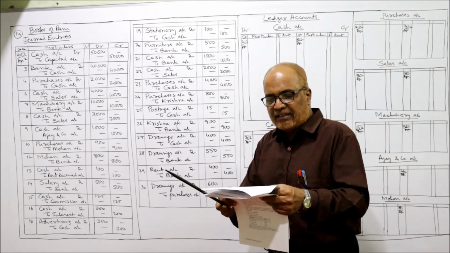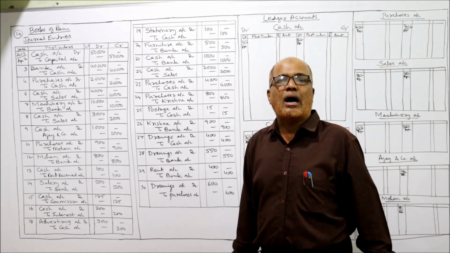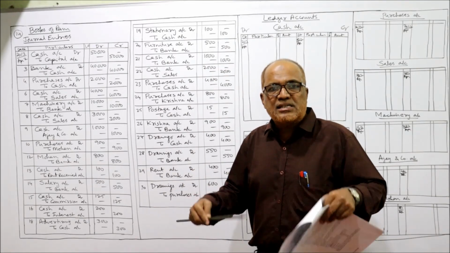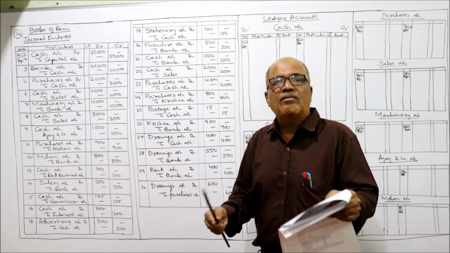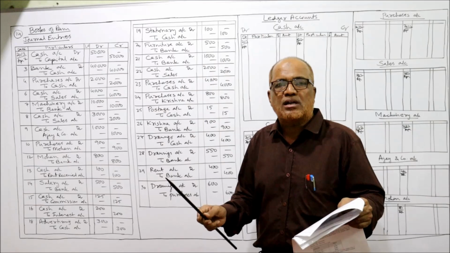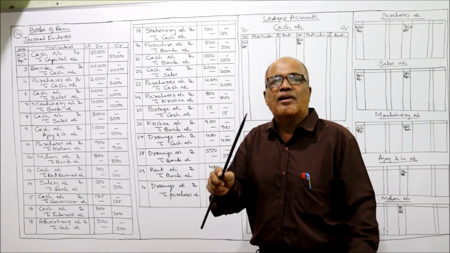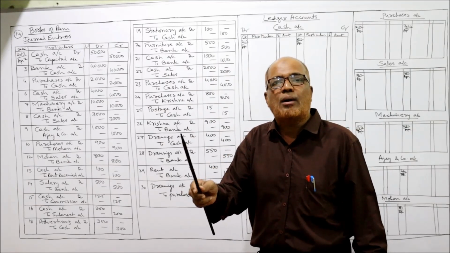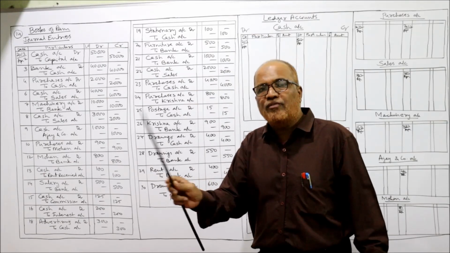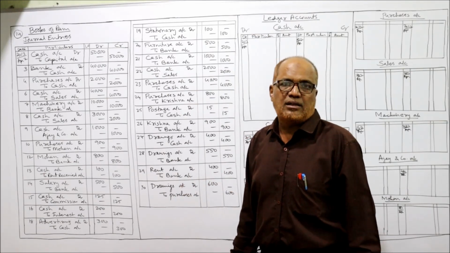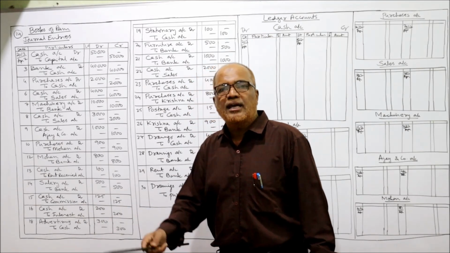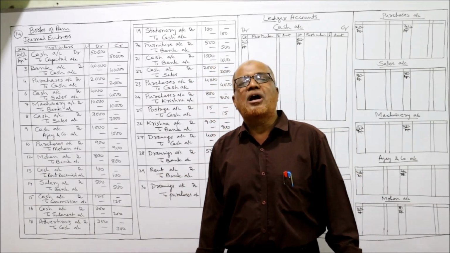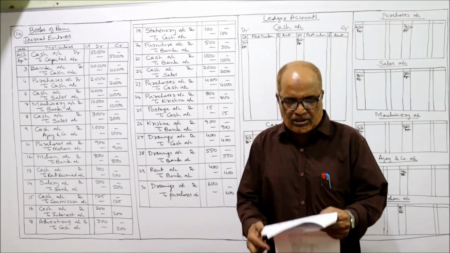Next one is 15th, received commission from Abhijit. We are receiving cash for commission. We are not concerned with Abhijit, the person. We are receiving commission, so cash account debit to commission. The name from whom we are receiving is not required. In narration you can write being commission received from Abhijit.